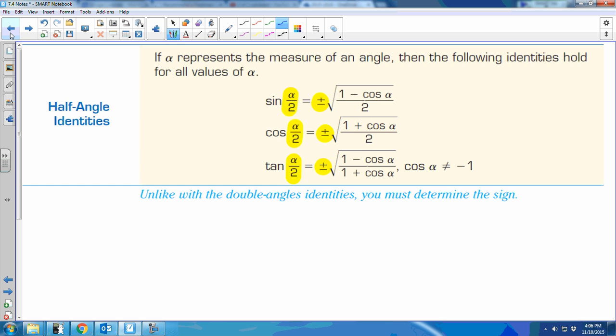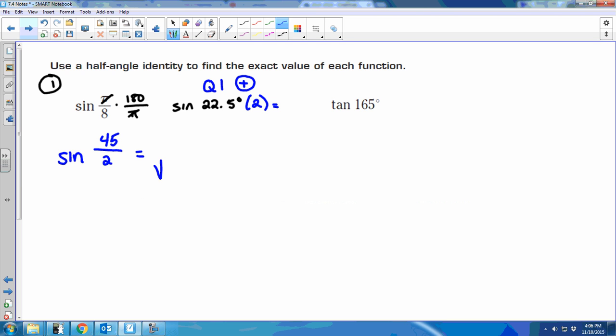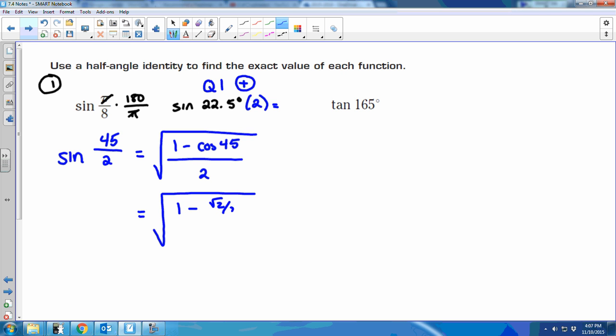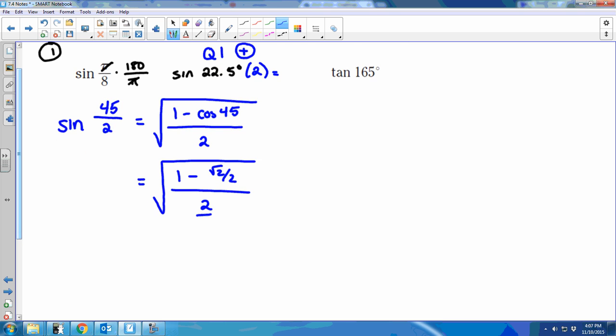So the identity says the square root of 1 minus cosine of that angle divided by 2. We have 1 minus cosine of 45 all divided by 2. Cosine of 45 is on the unit circle, so we can fill that in. Minus the square root of 2 over 2, divided by 2. And then we just need to clean it up. We've done all the algebra. So I'm going to go ahead and multiply by the reciprocal. I have 1 minus the square root of 2 over 2 times the reciprocal, 1 over 2. And I'm just going to distribute.